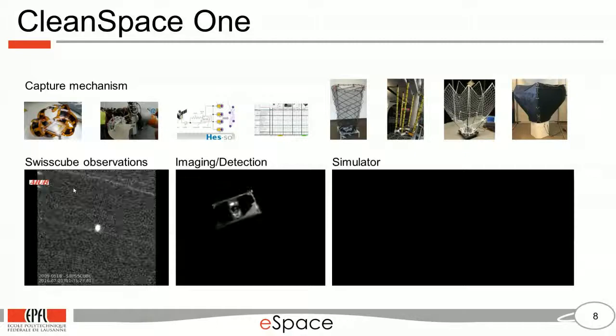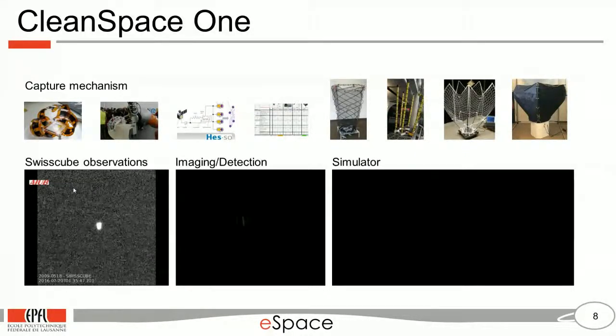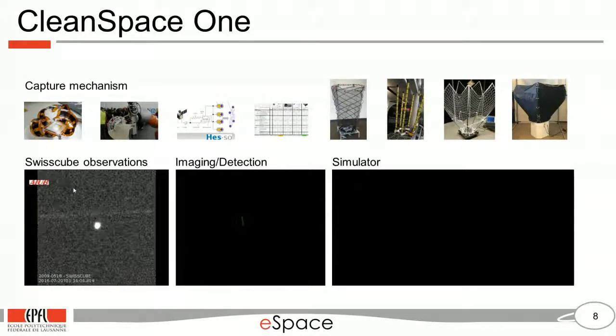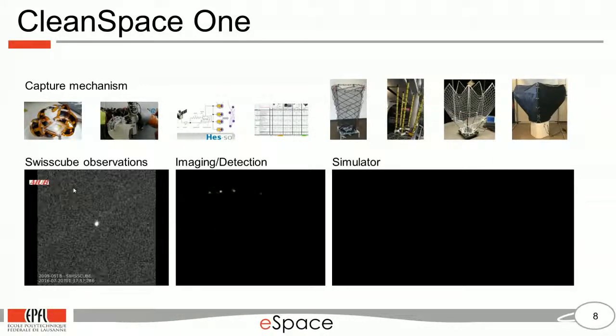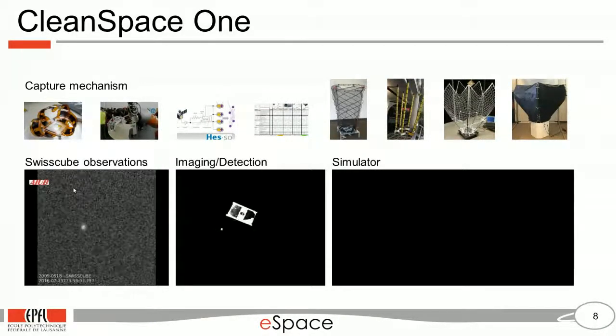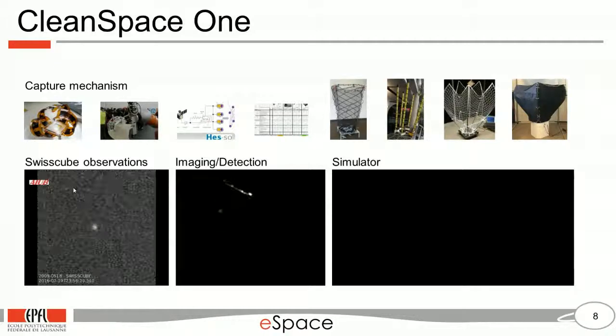These are just some images we managed to capture from the ground. You see it's very faint, and it wasn't easy at all to pinpoint the object and actually catch it like this. We managed it only once, using the telescopes of the University of Bern. So it's definitely not an easy feat.